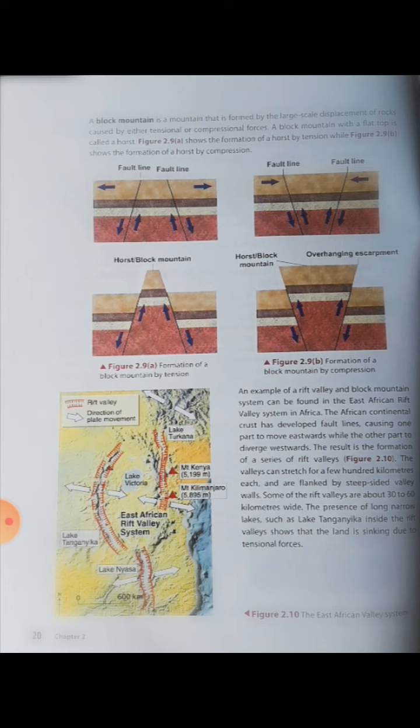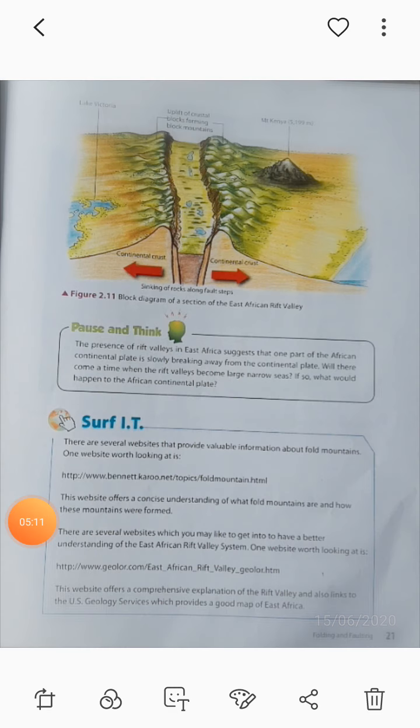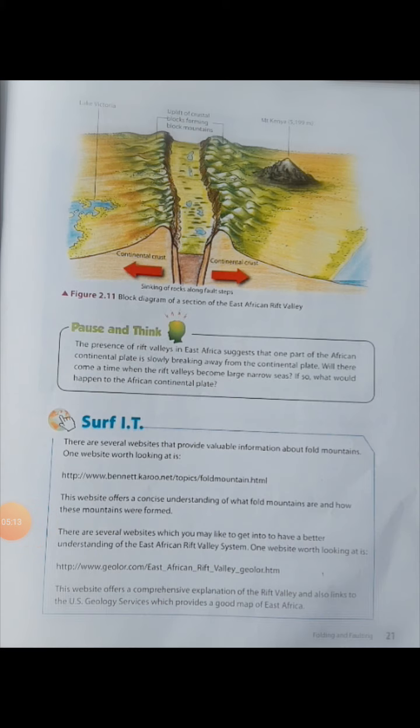The presence of long narrow lakes such as Lake Tanganyika inside the Rift Valley shows that the land is sinking due to tensional forces. Learners, on this page there is a map you should observe keenly. Learners, now open page number 21. On this page there is a diagram in figure 2.11. It shows a block diagram of a section of the East African Rift Valley.